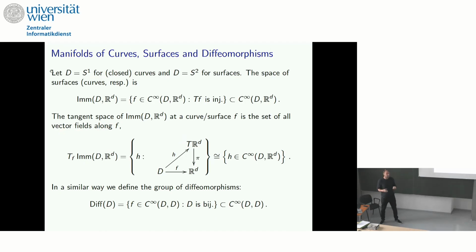So the main objects in this talk are manifolds of curves, surfaces, and diffeomorphisms. But to have a unifying framework for all three of them, I just consider the space of immersions from some parameter space D into d-dimensional Euclidean space. So what should we think about the domain space D? Just think of it as either S1 or S2. S1 for curves, S2 for surfaces.